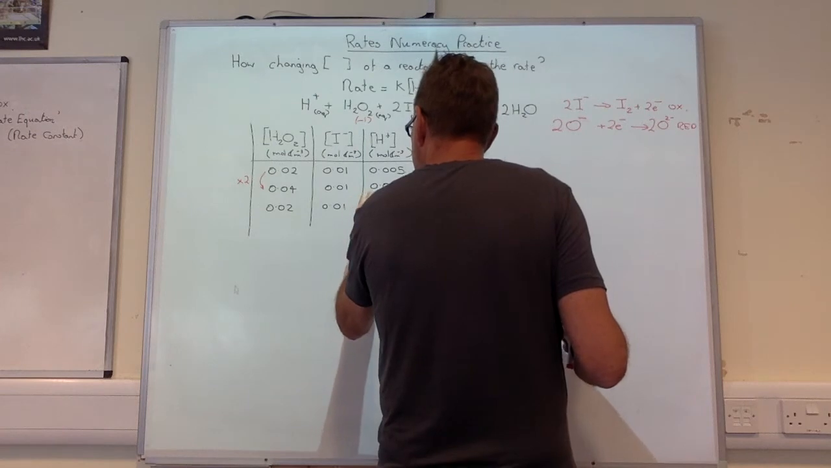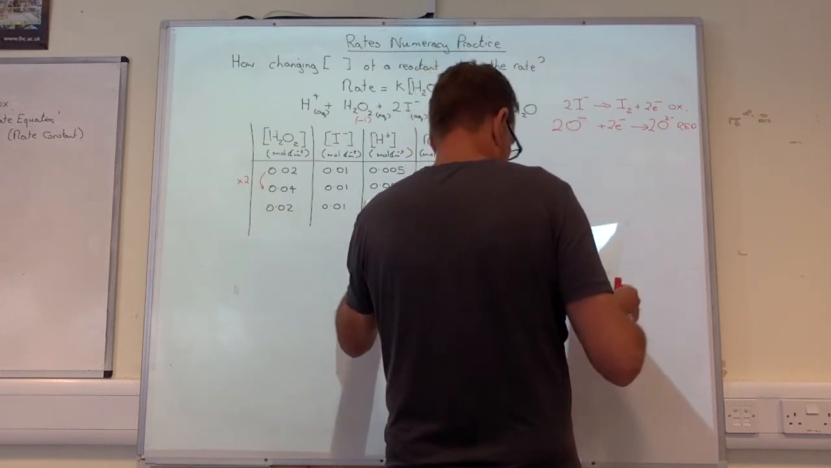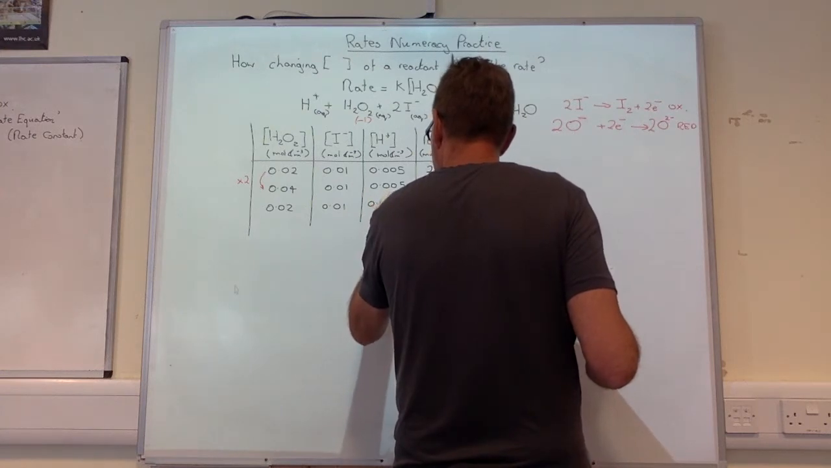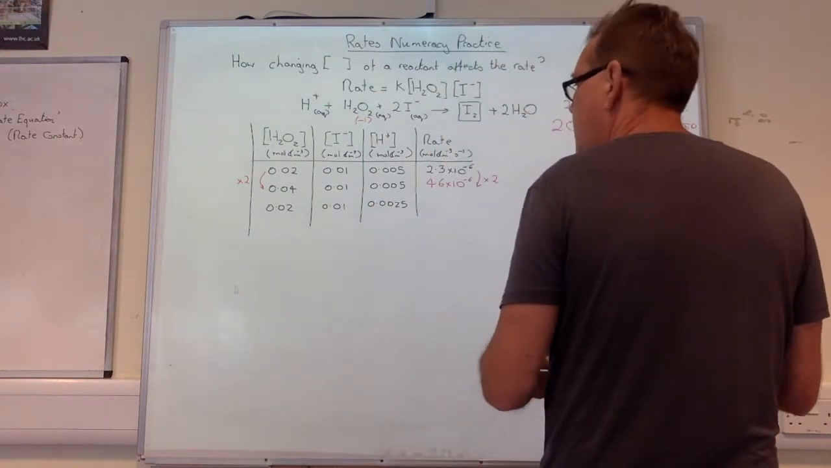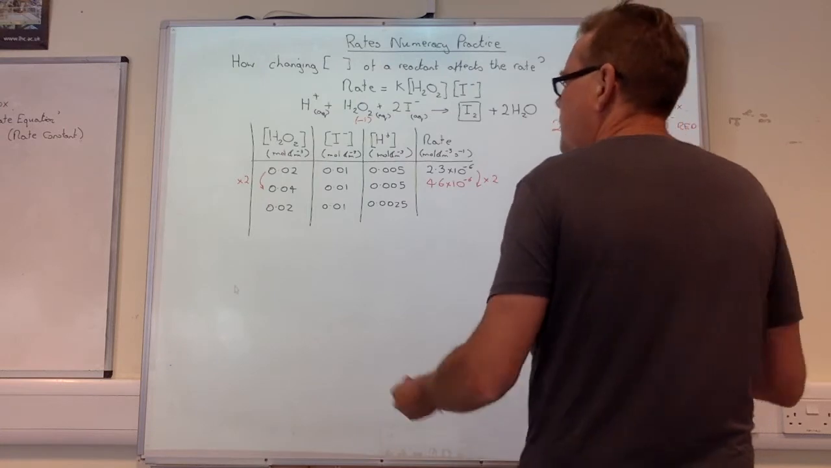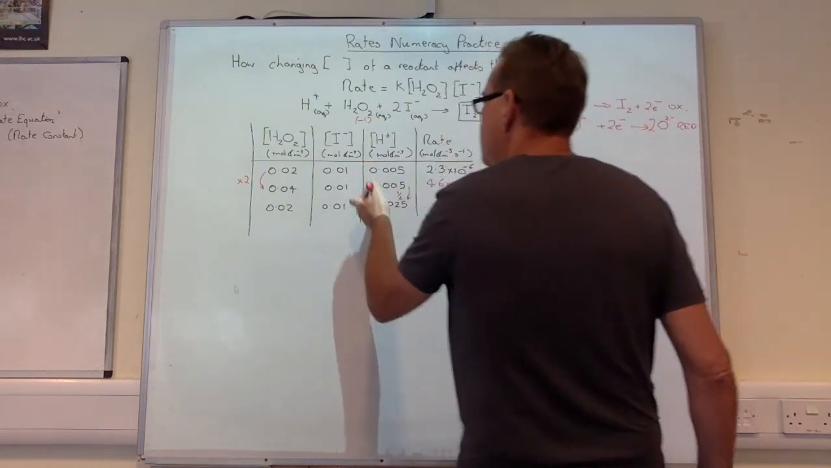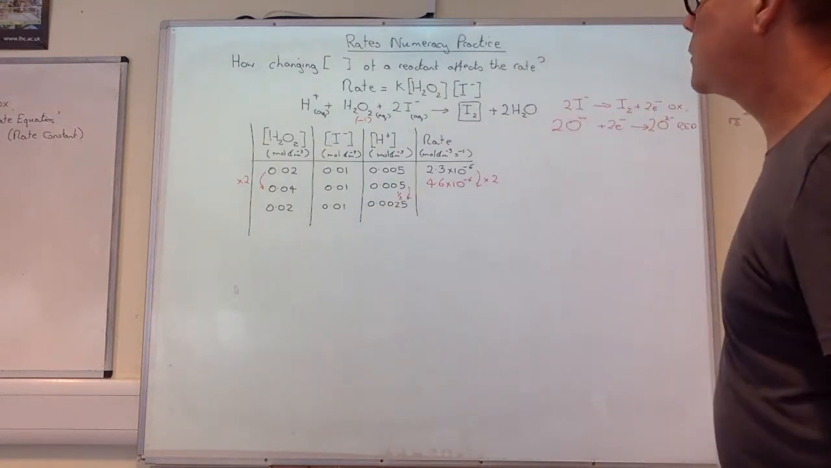Halving this, 0.025. What will be the effect on the rate in that case? Okay. Right, bit of a trick on this. You're going down by half. You're halving your concentration. What effect on the rate?